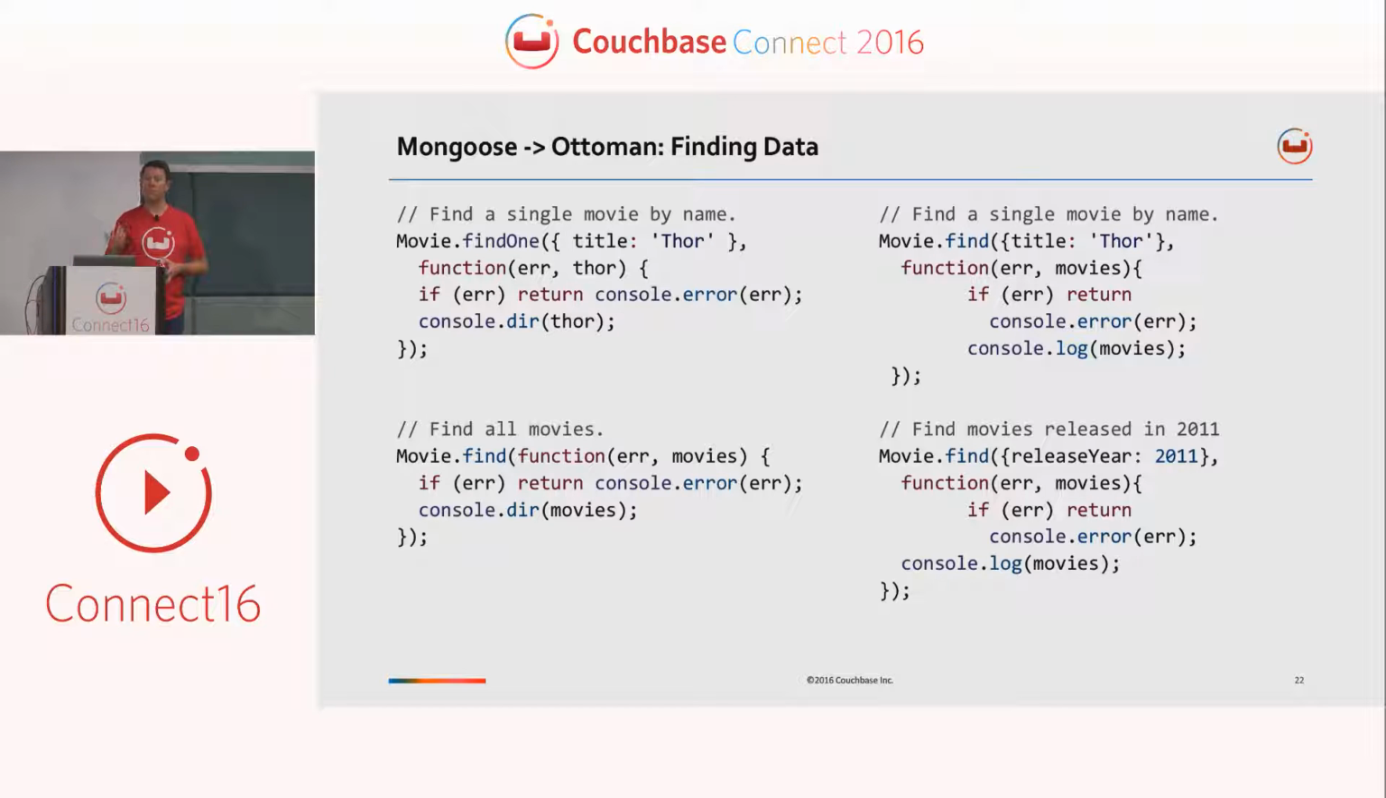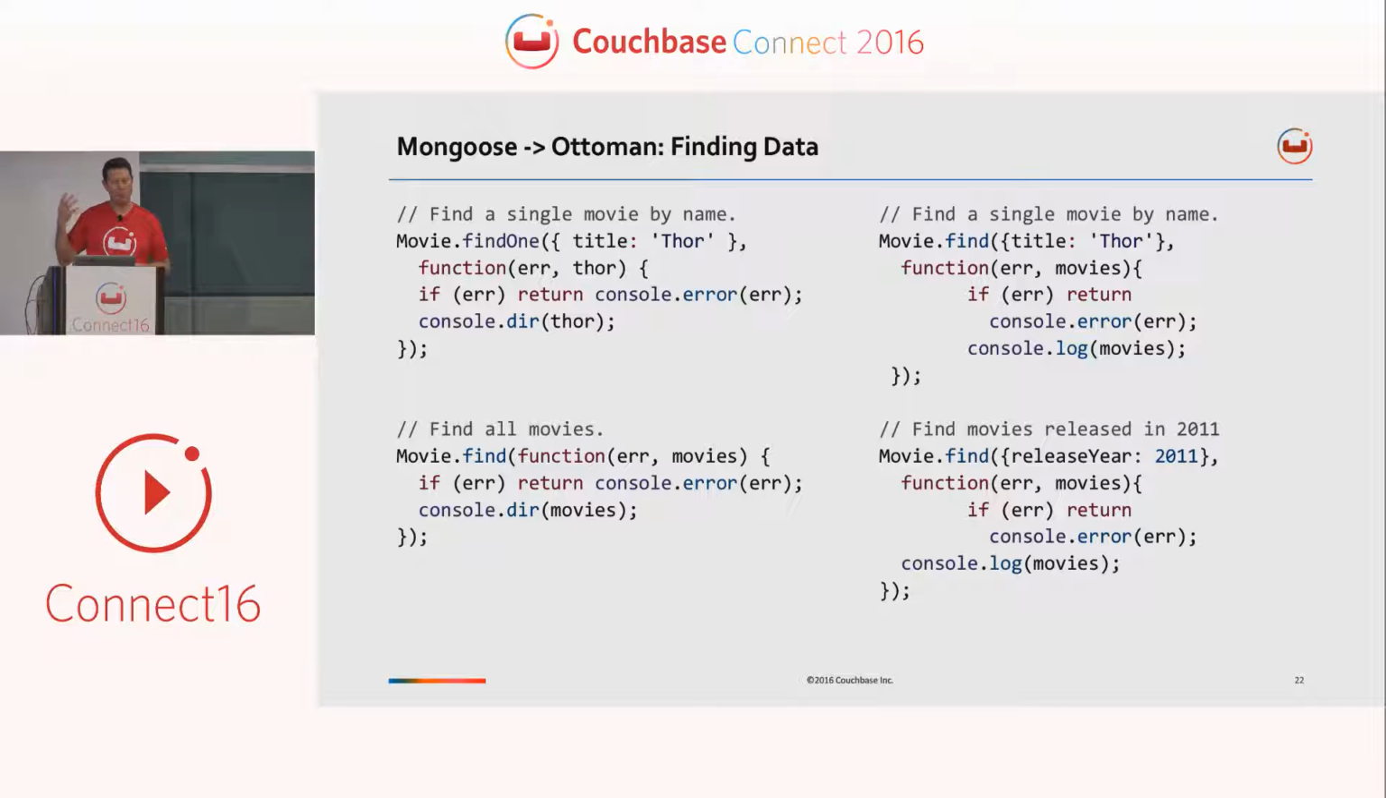So if I want to find a movie in Mongoose, all I have to do is go against the model and do a find one call, and then it's passing in a JavaScript object, and that JavaScript object turns into my predicate that's going to turn into the query. So that will turn into a Mongo search or find for anything that has title Thor. On the right-hand side, we have a movie find.